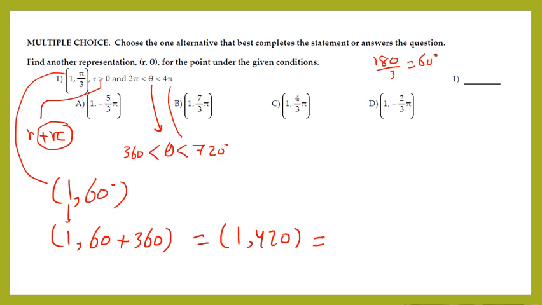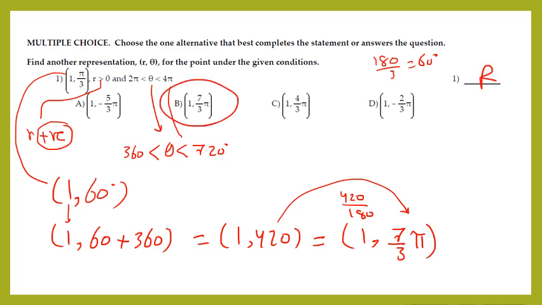Now, how will I change 420 into radians? All I have to do is divide 420 by 180. It gives me 7 over 3, and I put pi. So it's 1 and 7 pi over 3. So the right answer is B.